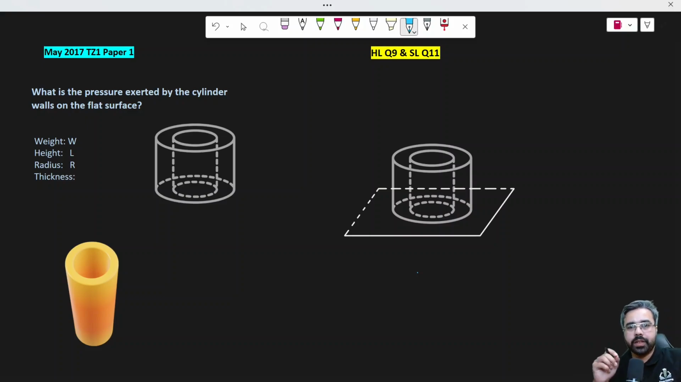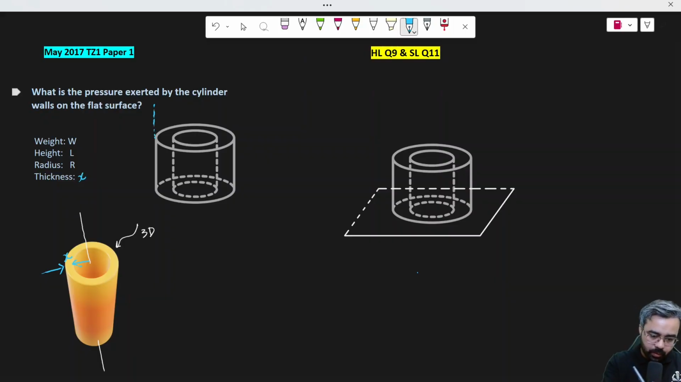Hi, this question is about the pressure exerted by this cylinder, which is hollow from inside, and I have shown you here its 3D view. So you can easily see that this is hollow, and I can consider this its axis of rotation. An important thing is this thickness, which is basically the value x according to the question, so this value is x.